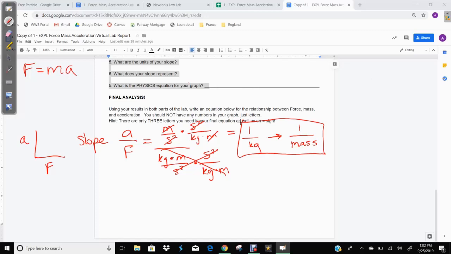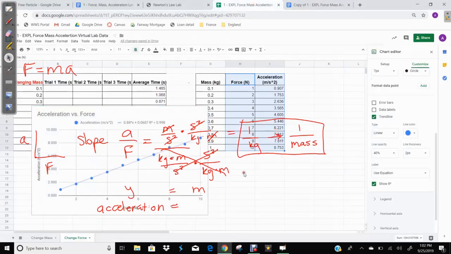And then if we go into our physics equation, we'll do the same thing that we did before. We're going to write out acceleration. That's what's on our y-axis. That is equal to our slope, which we need to go back to our graph for that. And the slope of our graph is right here, 0.88. Okay, and let's go ahead and look at the y-intercept too. It is really, really small. It's in between 0 and 1, so I'm just going to write it in as 0. But our slope is 0.88.